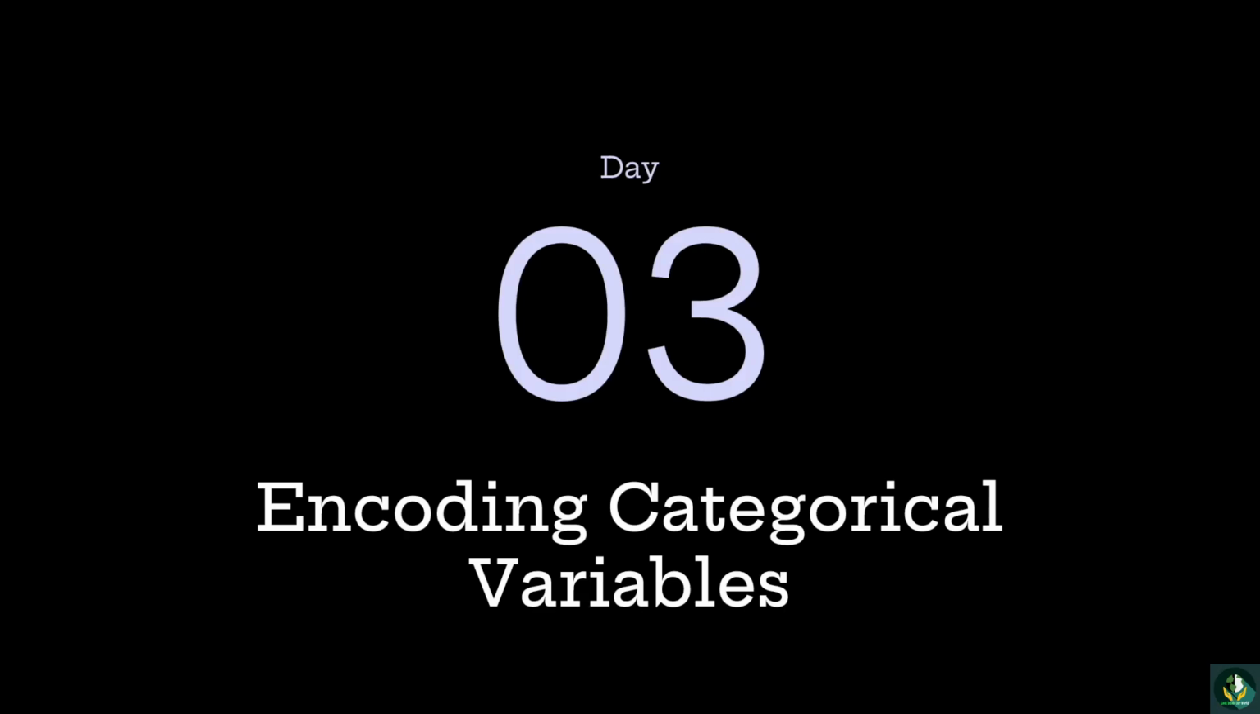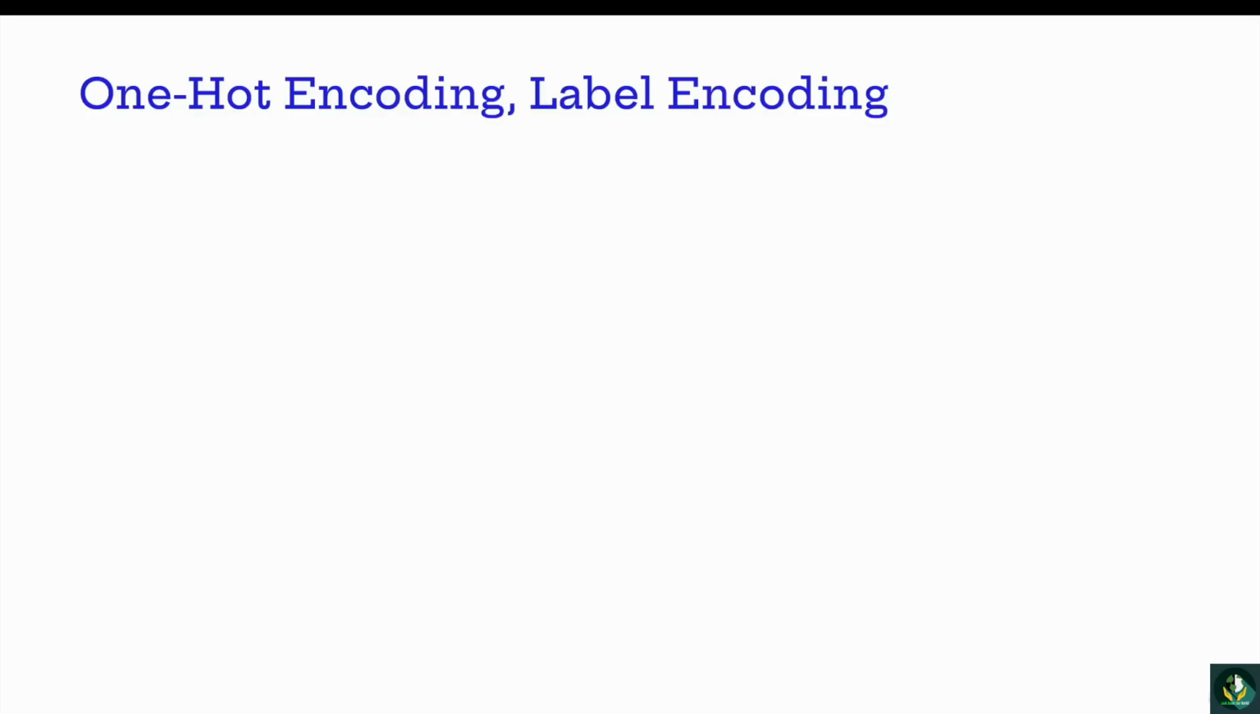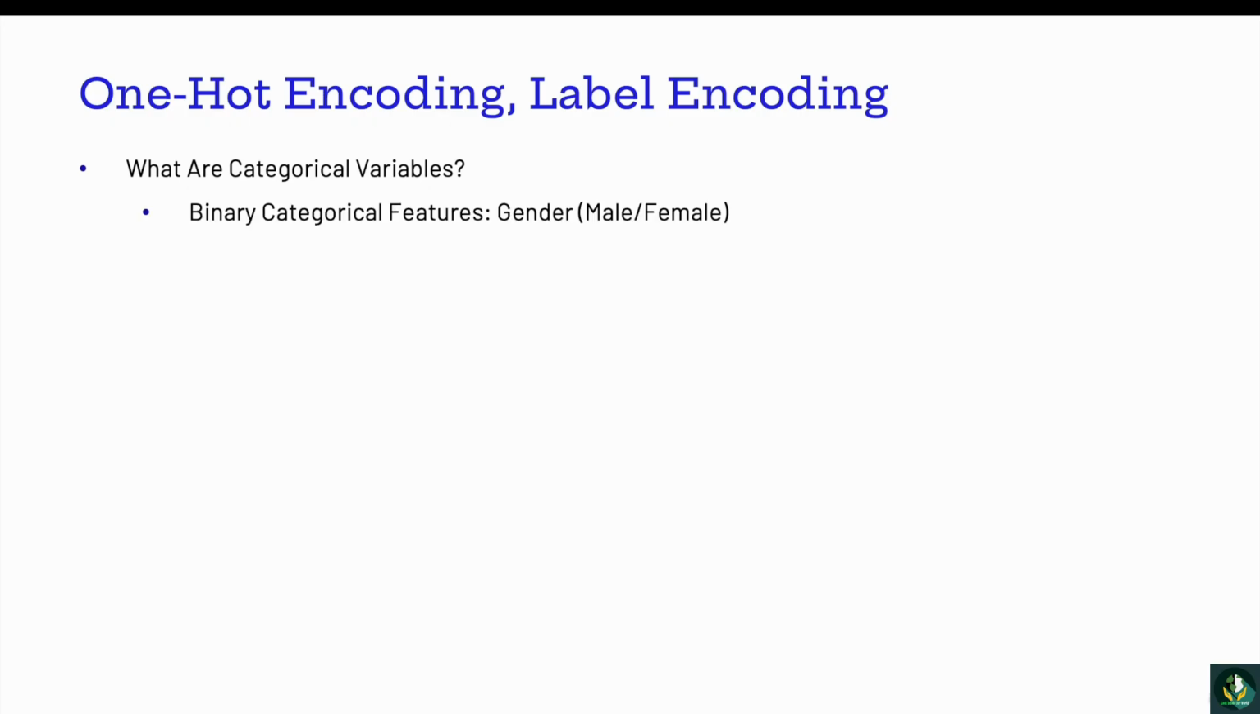Day 3, Encoding Categorical Variables. Today we're going to look at one-hot encoding, label encoding, and their applications first. So what are the categorical variables? Categorical variables are features that represent discrete categories or labels. For example, we have binary categorical features, for example, gender, which can be male or female.